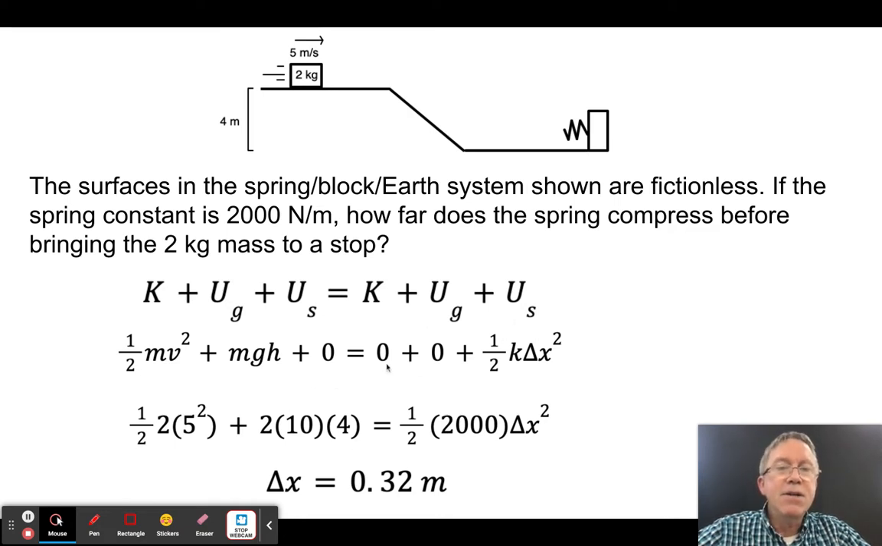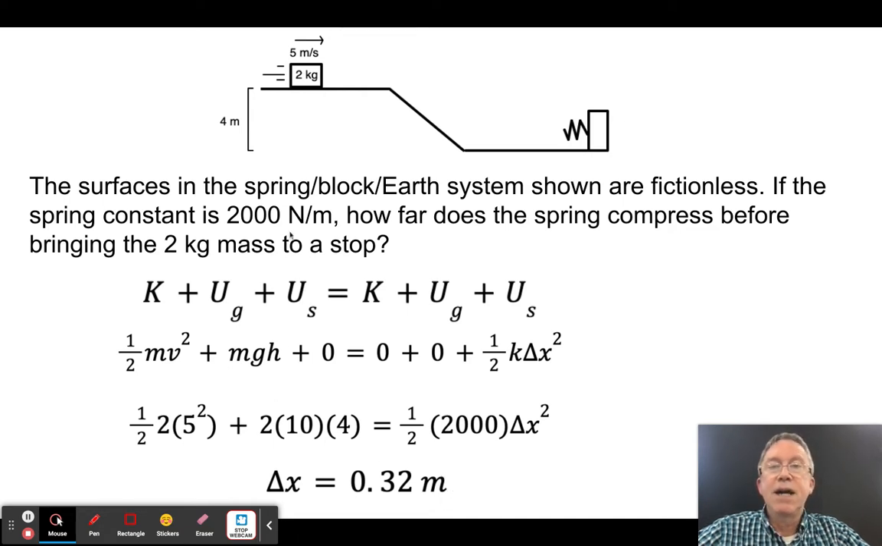And on this side here, I'm not going to have any kinetic and I'm not going to have any gravitational when it gets down here because I'm going to define this to be zero gravitational potential energy. And so therefore, all my mechanical energy is going to end up as spring potential energy. And so I'm just going to put 1/2 k delta x squared, solve for delta x. I get 32 centimeters or 0.32 meters.